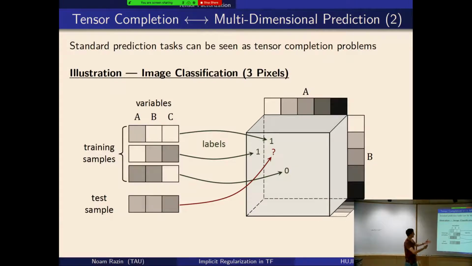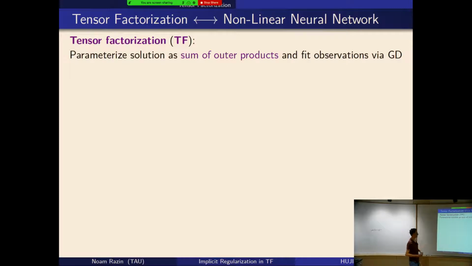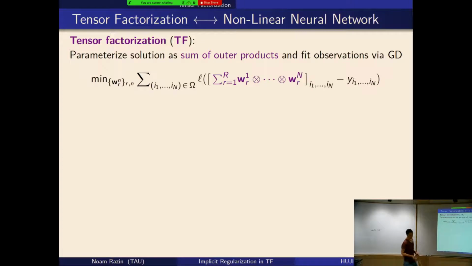Okay. Some more motivation. So now, moving on, just as we are able to factorize matrices, we can also factorize tensors. Tensor factorization refers to parameterizing the solution as a sum of outer products. Each outer product is called a component, and we fit the observations using gradient descent. So the loss here looks similar to what we had before, again a sum over all observed entries. For each one we have some loss that measures the discrepancy between the observed value and the value of our solution. Okay? This is our solution, a sum of outer products.